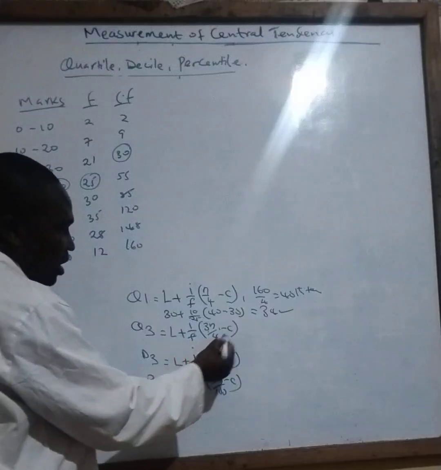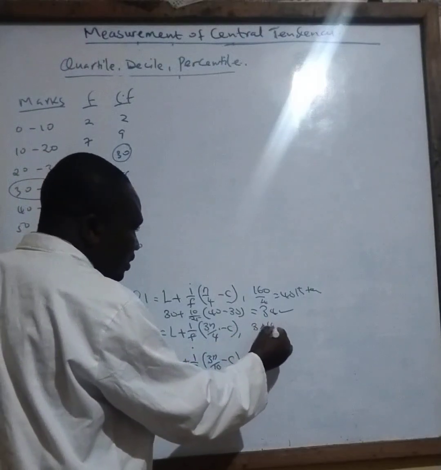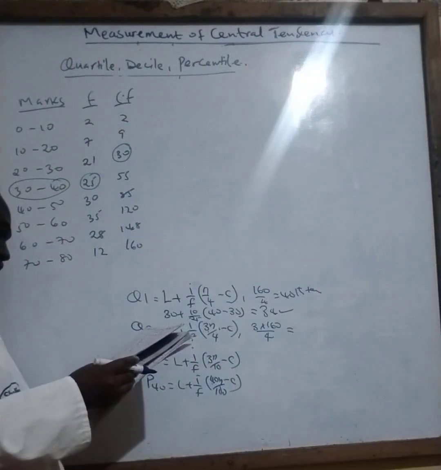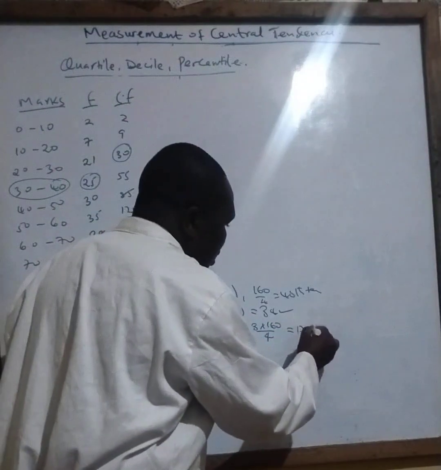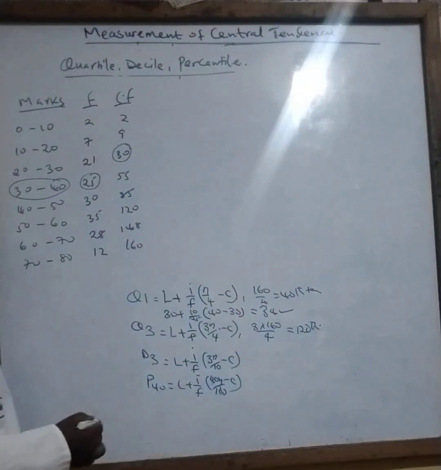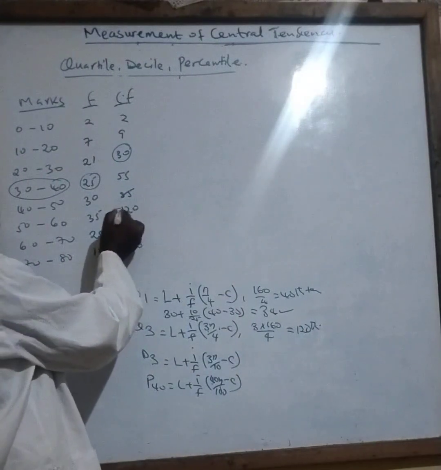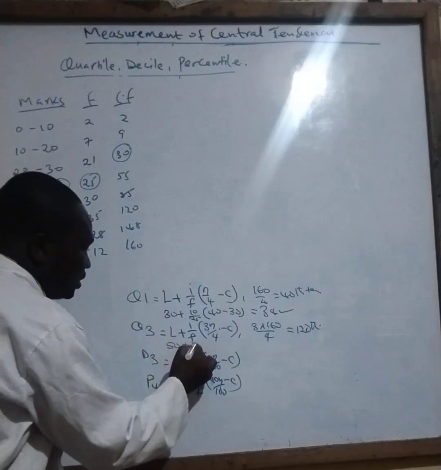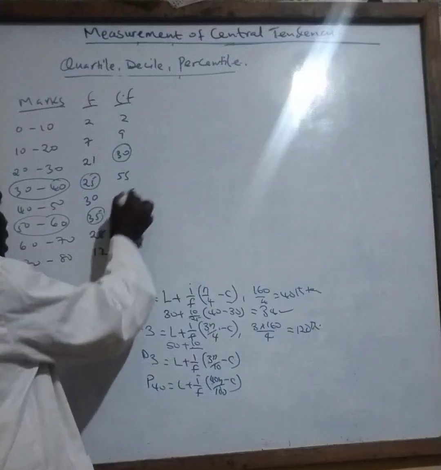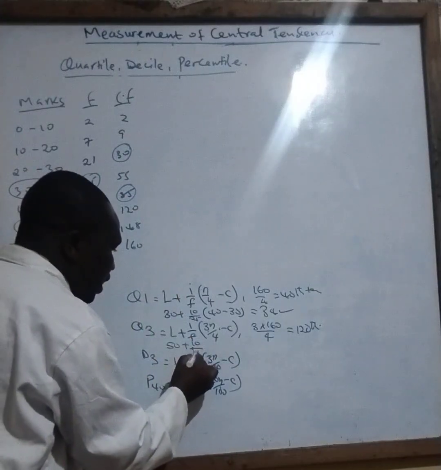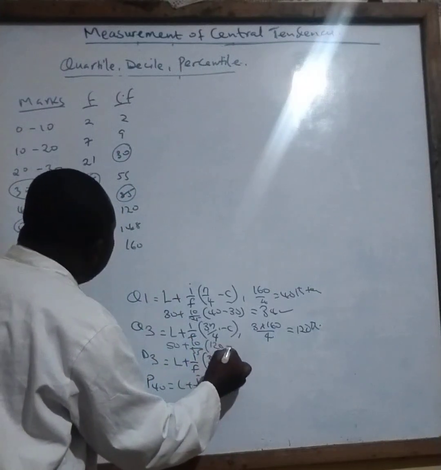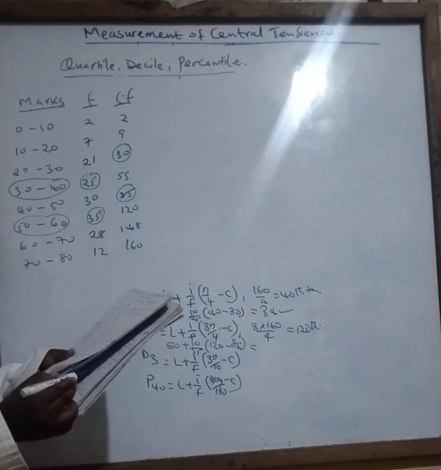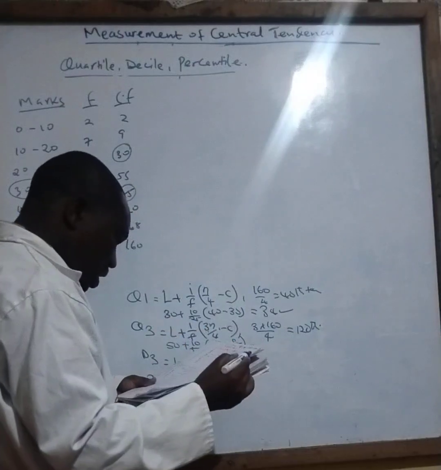Then 3Q here. You come here and work out 3 times 160 divided by 4. What is your answer there, class? If you work that out, class, you get 120th. Where is your 120th, class? You work out, it is here. So you follow, that is it now. So it means your L is 50 plus 10 over 35 into 120 minus 85. What is your answer, class? If you press your calculator, your answer is 60.